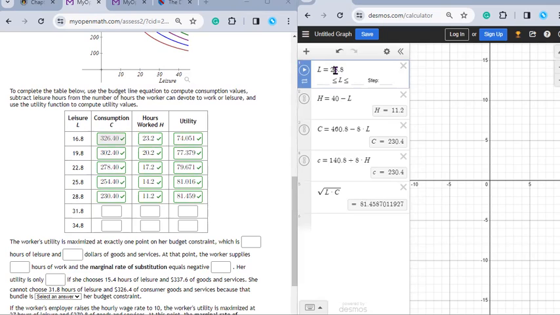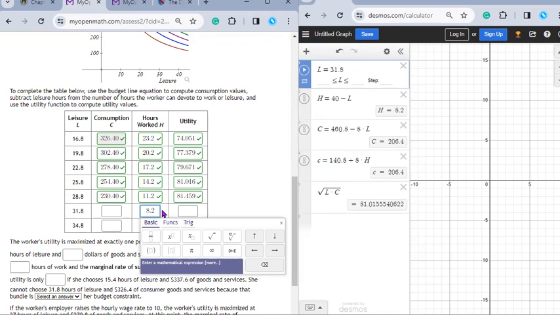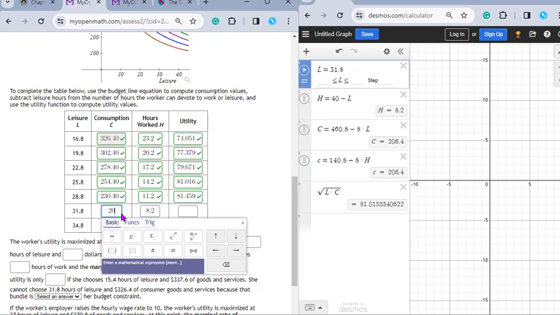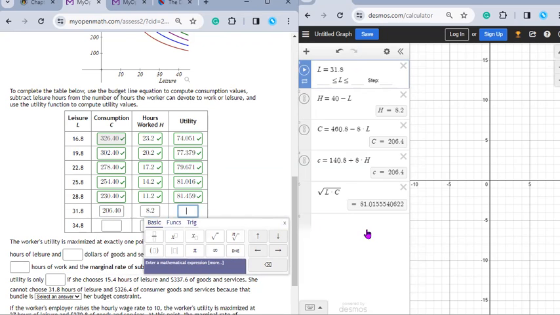Okay, now we're going to 31.8 hours of leisure. Our hours of work have dropped to 8.2. Consumption has dropped down to 206.40. And our utility has gone down a little bit, right? Why? Because we're at a turning point. Now leisure is becoming abundant and consumer goods are starting to become scarce, right? So we're at a turning point.